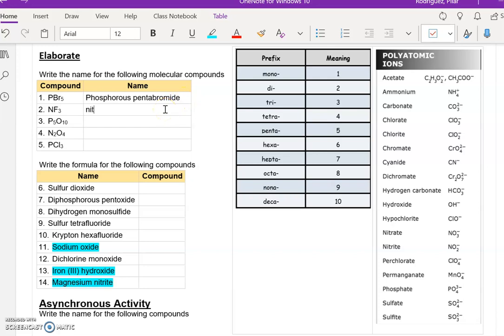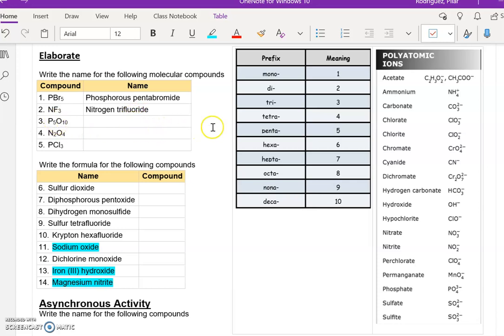Next one, nitrogen. Remember, no mono prefix. And then that's 3 atoms. 3 is tri. So trifluoride. Remember, they end in IDE.